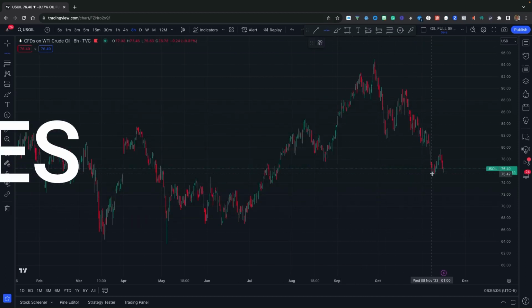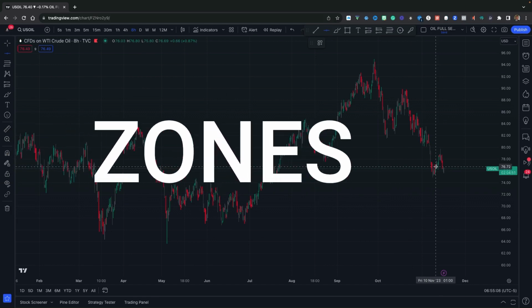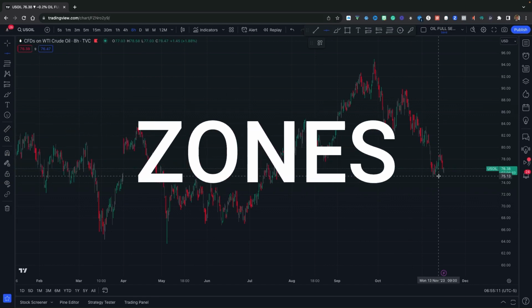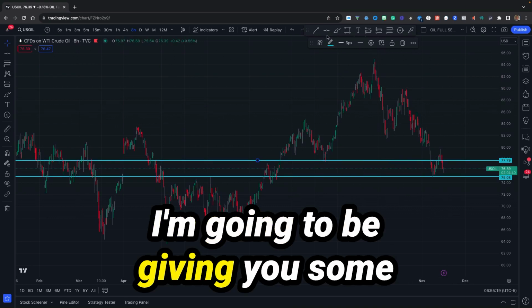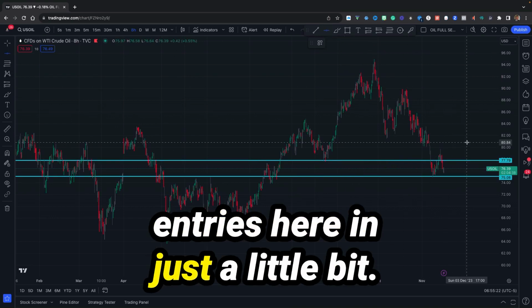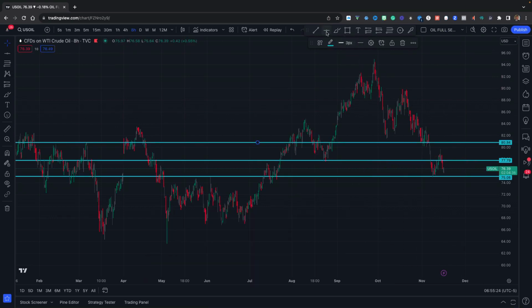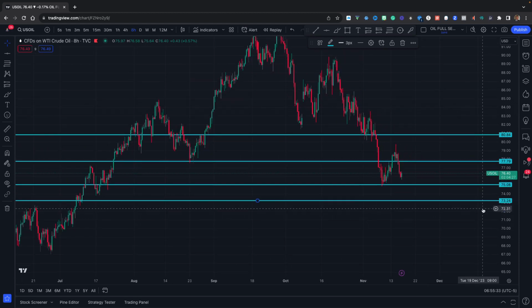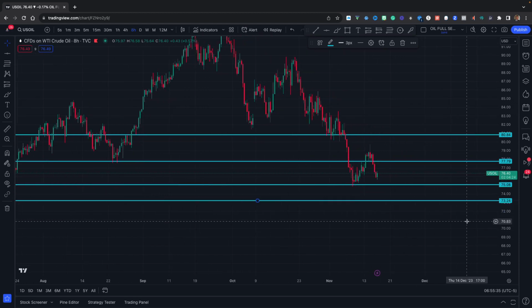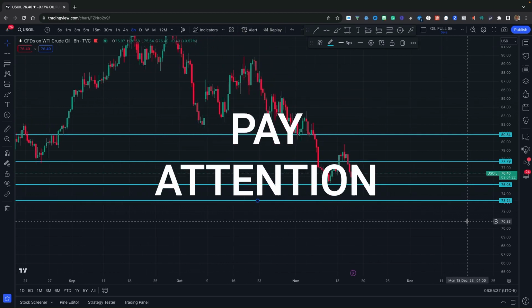Let's start by mapping out our zones for this US session. So we're going to go right here. We are then going to look at a zone to the top side right about here. I'm going to be giving you some entries here in just a little bit. We're going to look there, and then we're going to work on another zone down to the bottom side, which is going to be here. So this will give us our intraday perspective on what we are looking to do.